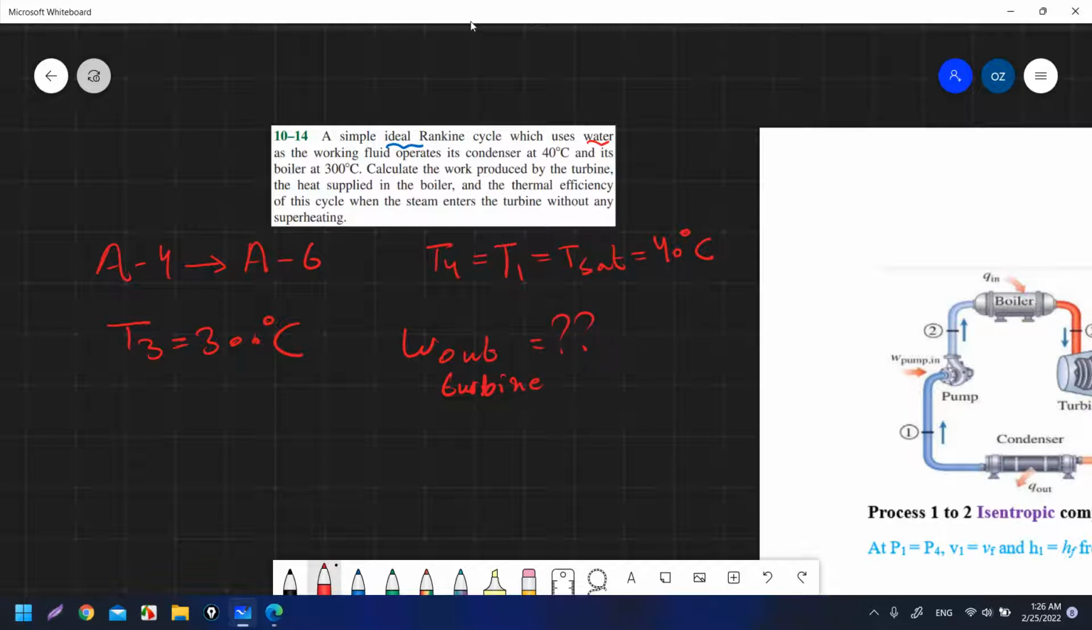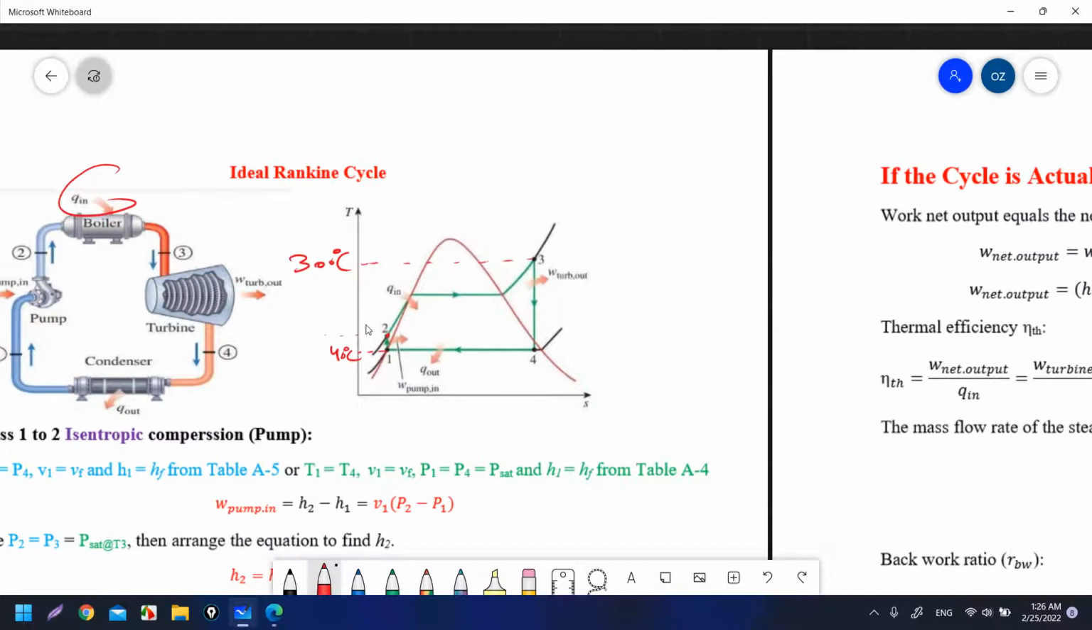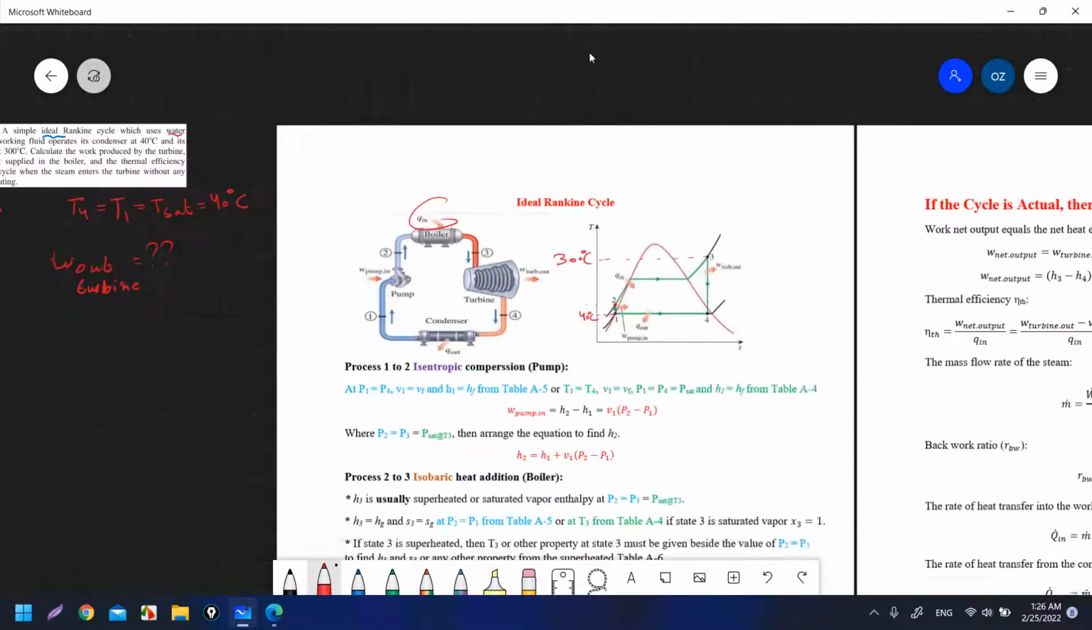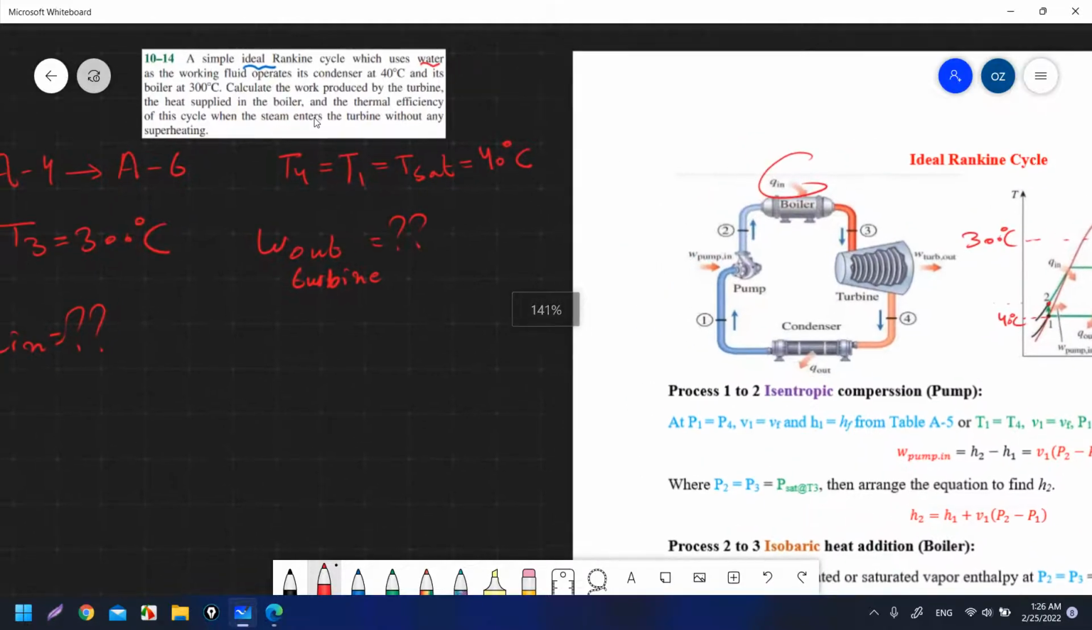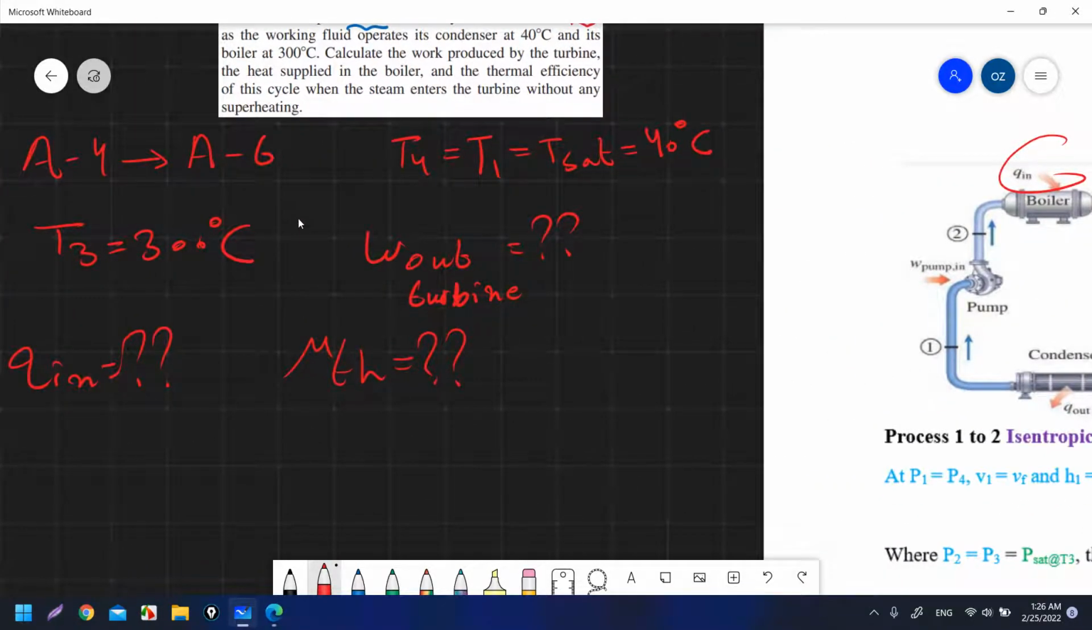The heat supplied in the boiler, so Qn, because the heat is supplied in the boiler, as you can see here, Qn. So Qn from T2 to 3, Qn is here, okay. And then the thermal efficiency of this cycle. And we said always, when you say thermal efficiency, it means calculate everything: H1, H2, H3, and H4, okay.